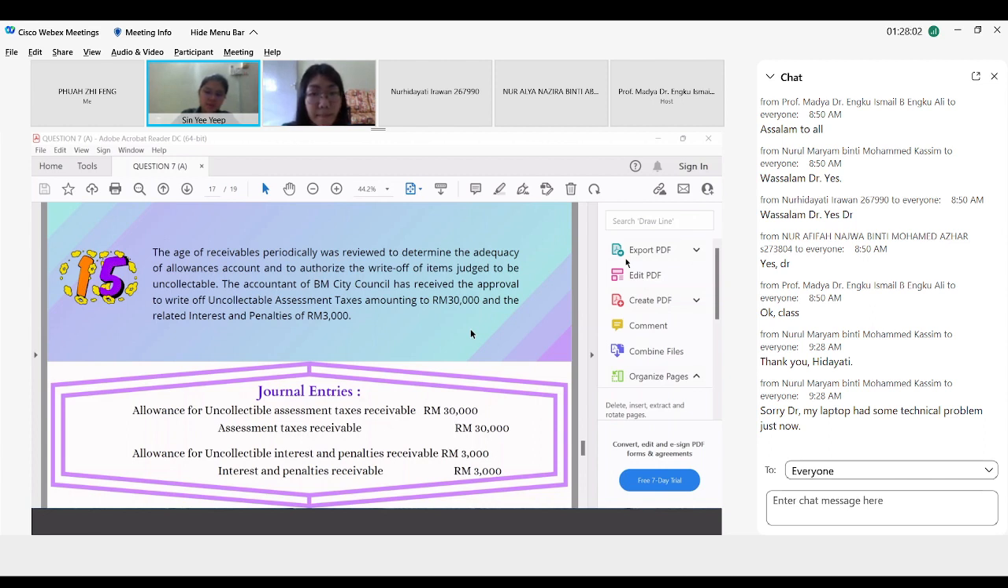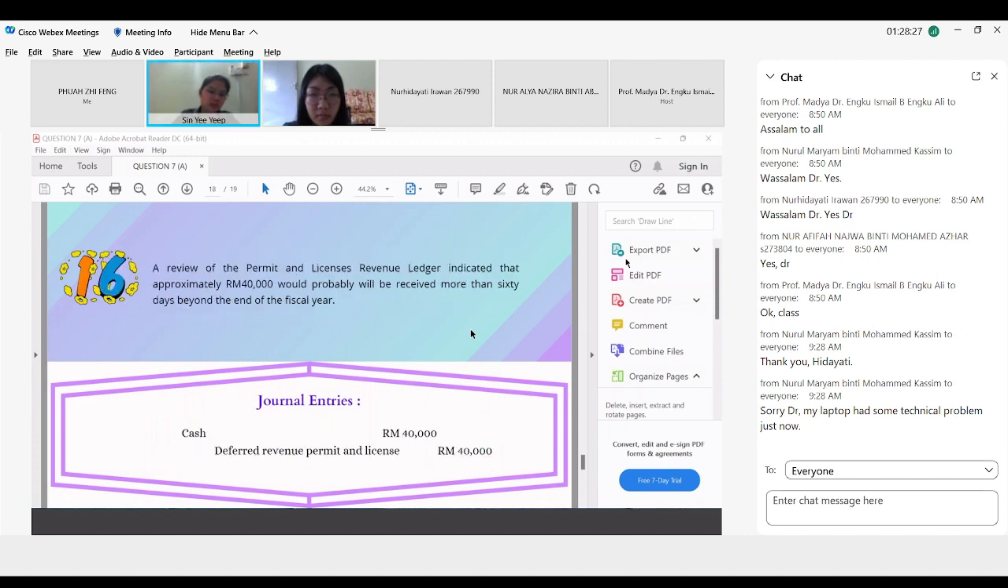Next. For this info, we have two journal entries to record the write-off for allowance for uncollectible assessment tax receivable and interest and penalty receivable. So in the first journal entry, we debit the allowance for uncollectible assessment tax receivable and credit the assessment tax receivable with the amount of 30,000. And the second journal entry is debit the allowance for uncollectible interest and penalty receivable and credit the interest and penalty receivable with the amount of 3,000.